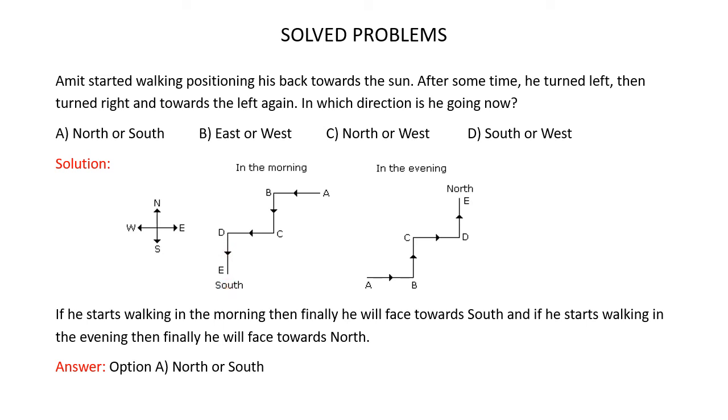Now let's consider that Amit is walking in the evening. Now in the evening, the sun will be in the west. So positioning his back towards the sun, Amit will have to walk towards the east to reach B. Then he turns left to reach C and then turns right to reach D. Again he turns left to reach E. So from this diagram you can see that in the evening Amit is facing north.